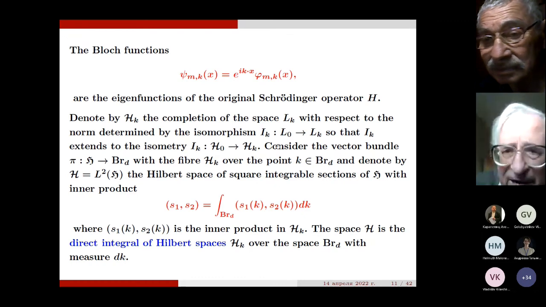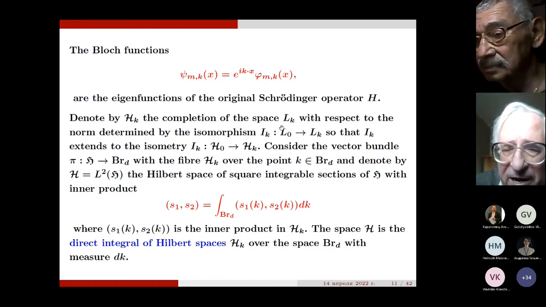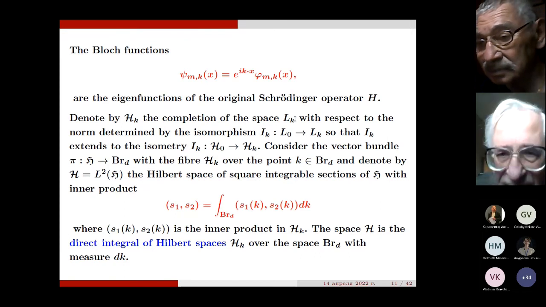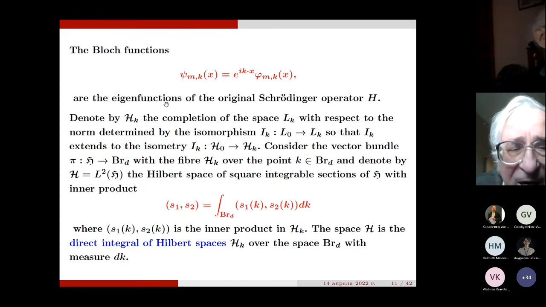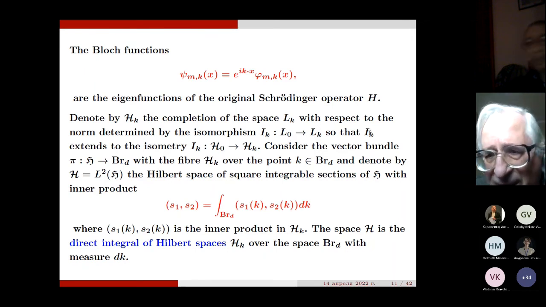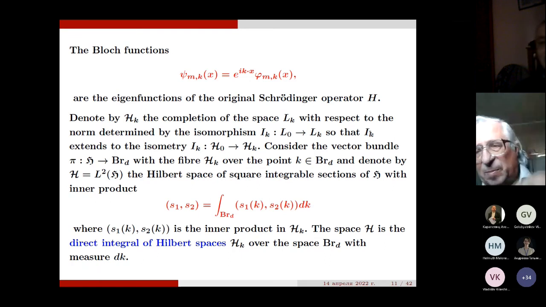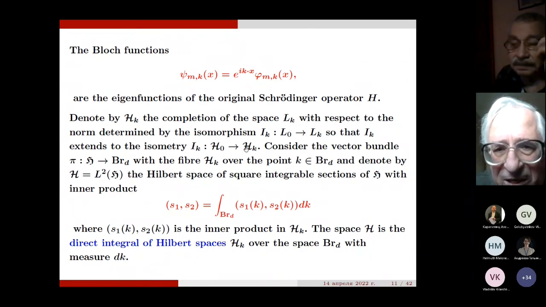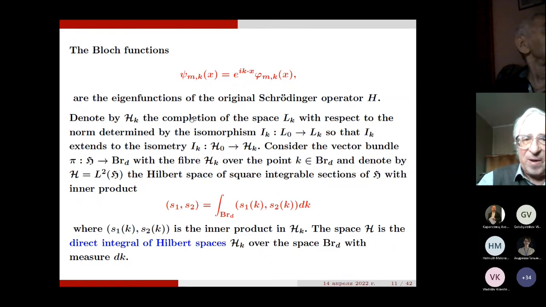Now consider again the space L_k. I recall that this is the space of Bloch functions with quasi-momentum k. Denote by H_k the completion of the space with respect to the norm determined by this isomorphism between L_0 and L_k. So that this i_k, which I recall was multiplication by the exponential, extends to an isometry. So H_0 and H_k are isometric with respect to this i_k.